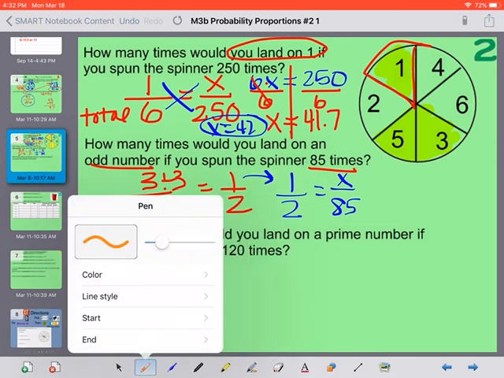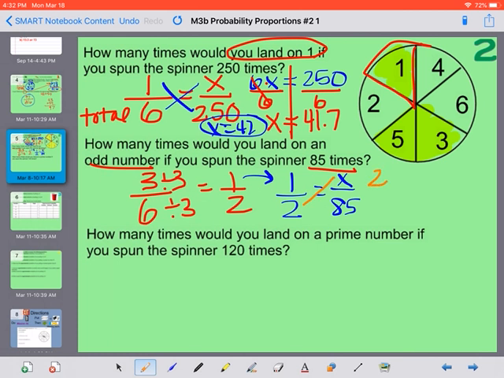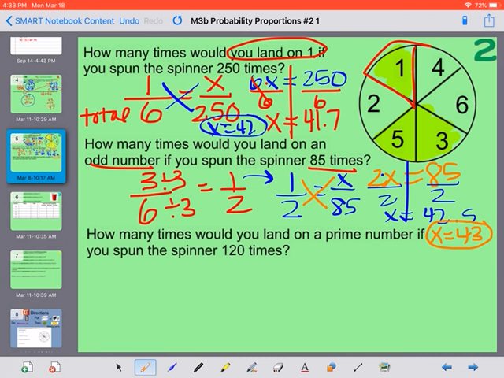So let's cross multiply. 2 times x is 2x. 1 times 85 is 85. And then divide by 2. The opposite of multiply is divide. And we get x equals 42.5. We can't spin a spinner half a time, or 0.5, so we'd round that to 43. Round up because 5 is 5 or higher.